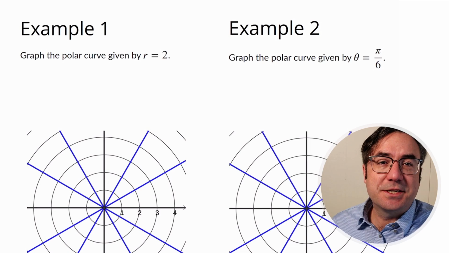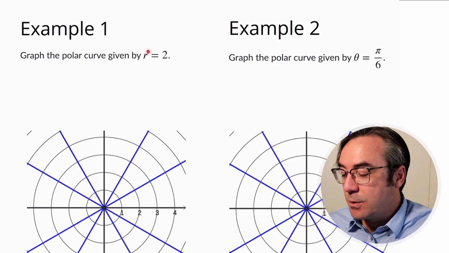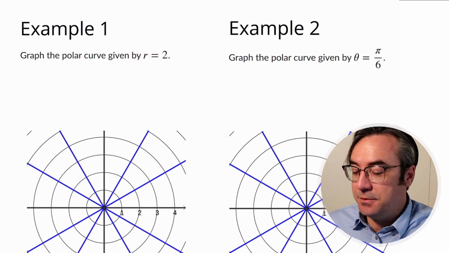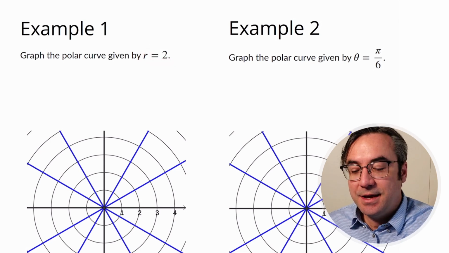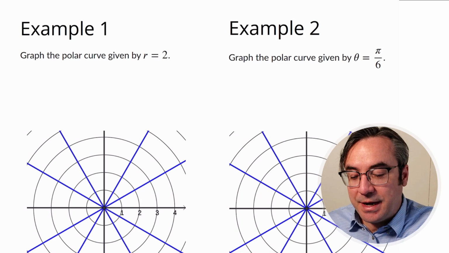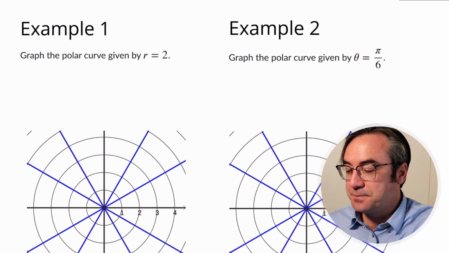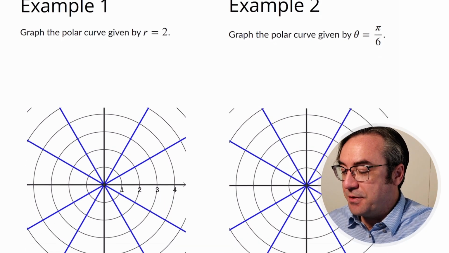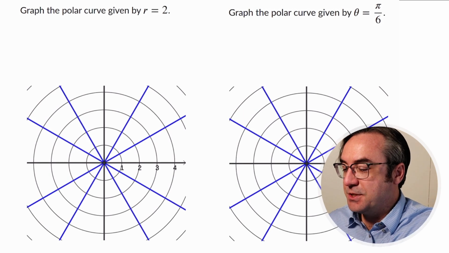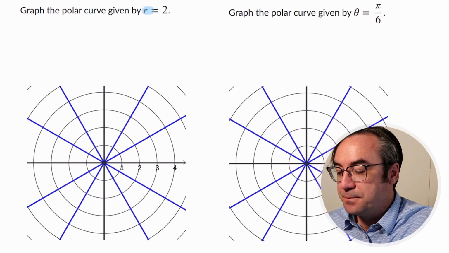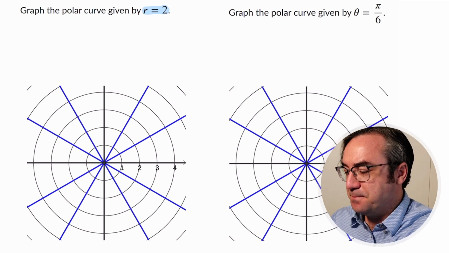So the two most basic types of polar curves are where we take our r variable and set it equal to a constant, and then the other side of that is what happens if we take our theta variable and set that equal to a constant. All right, so let's start with r equals 2. Let's start with this polar curve. So we want to graph this.